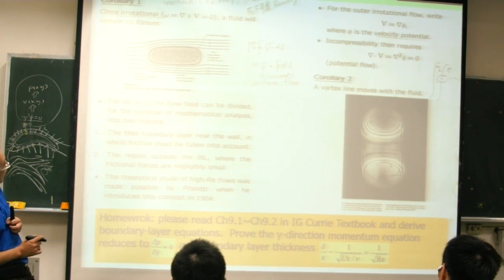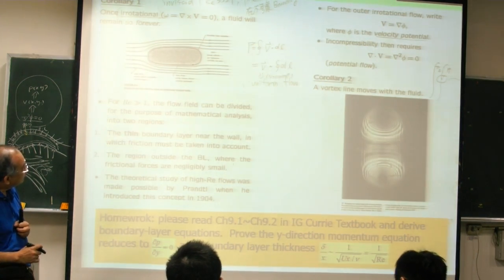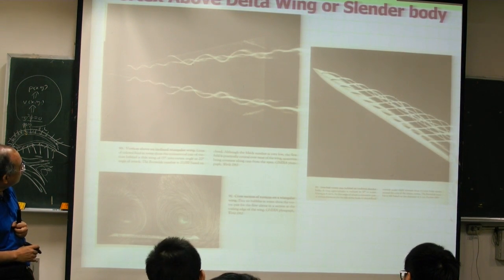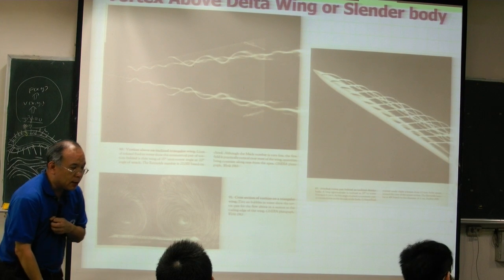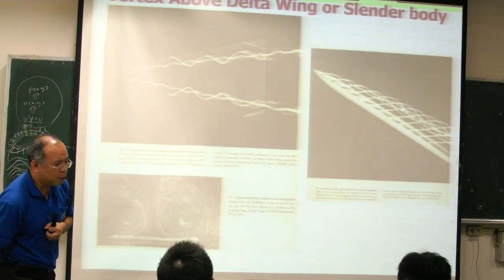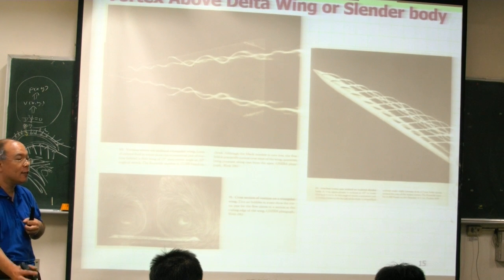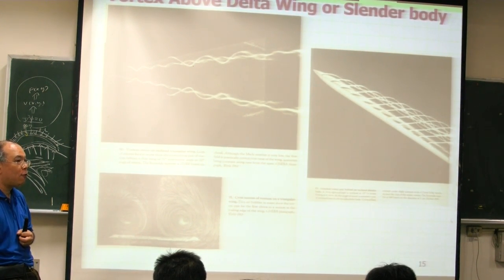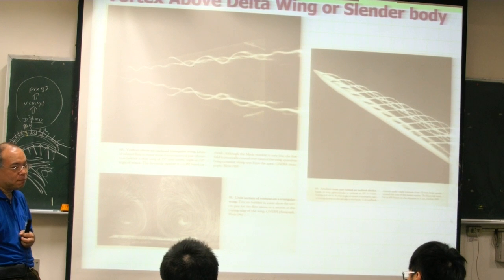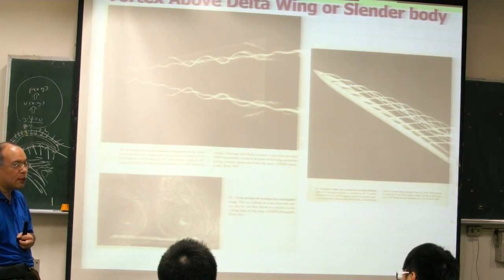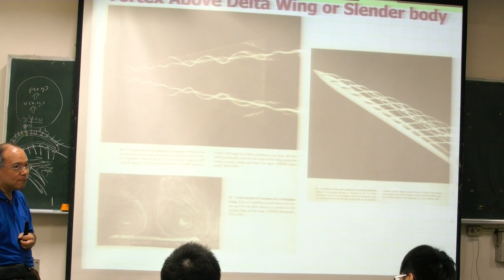So this is some picture. This is a flow over a so-called delta wing. You see, we bought the Mirage, right? Mirage fighter from France. In Taiwan we have the Mirage 2000 fighter. The Mirage 2000 fighter is a delta wing design. What's the advantage of the delta wing design?